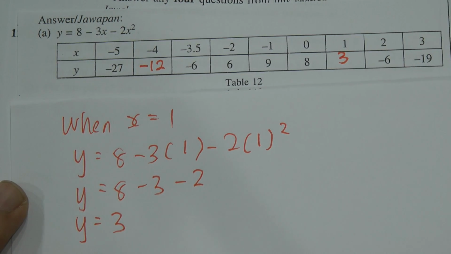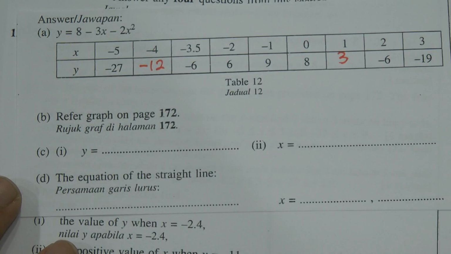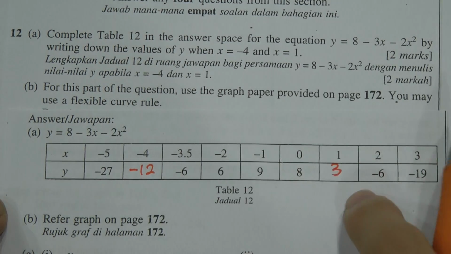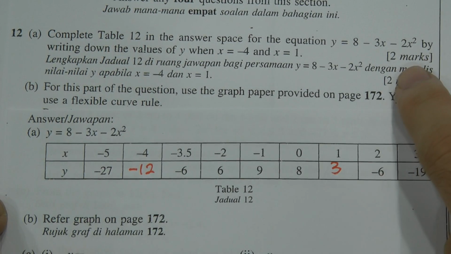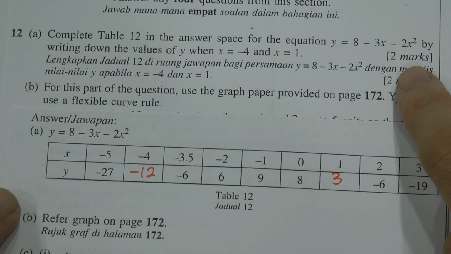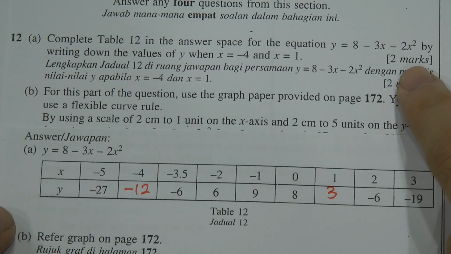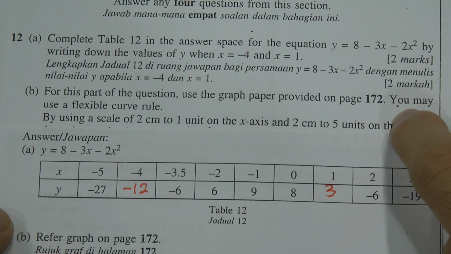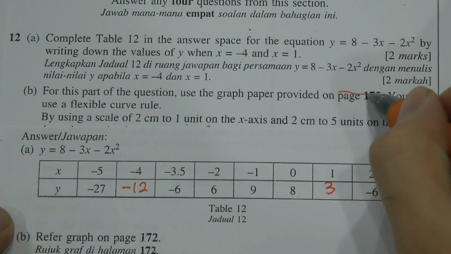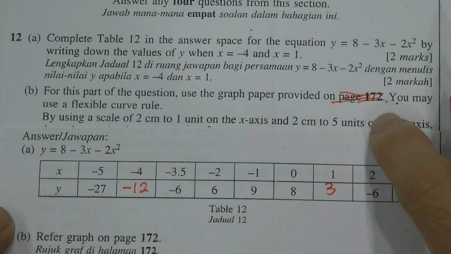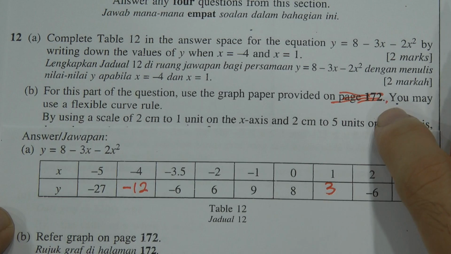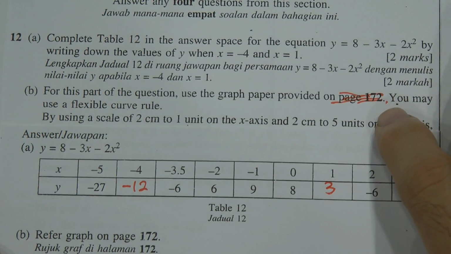Then you complete the table. You can write down these two answers and easily score 2 marks. After you score 2 marks, for part B of the question, use the graph paper provided on page 172. This one you just ignore, because here I use my own graph paper. You may use the flexible curve ruler, which means you can actually use the flexible curve ruler.